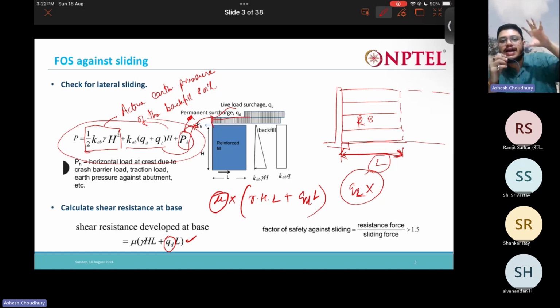While we calculate the destabilizing force, we consider both qd and ql, but when we calculate the resisting force, we only consider qd. We do not consider ql because we want a conservative result. And the factor of safety against sliding should be a minimum of 1.5.